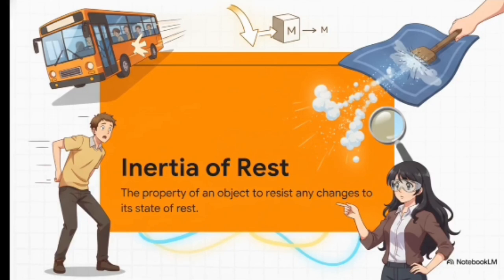Basically, an object at rest really stubbornly wants to stay at rest. When you're on that bus, your feet are in contact with the floor and move forward with it. But your upper body, it has inertia. It wants to stay exactly where it was in the air, so it feels like you're falling backward. Same deal applies to the carpet. You move the carpet violently, but the dust tries to stay put, effectively separating itself from the fabric.